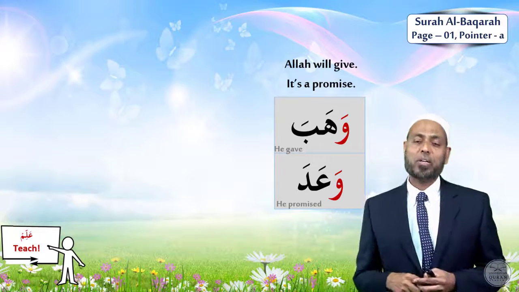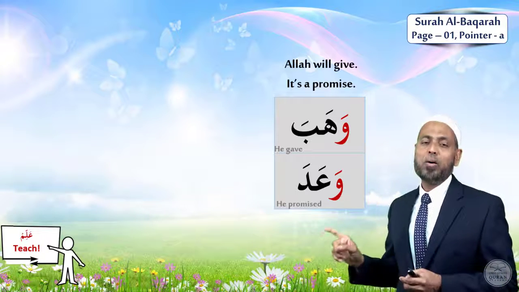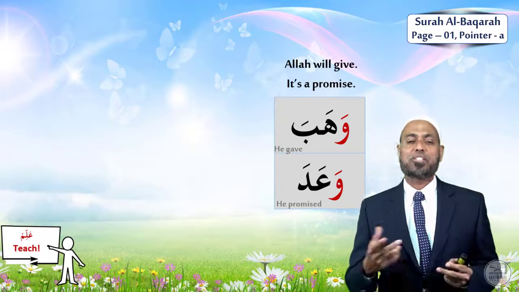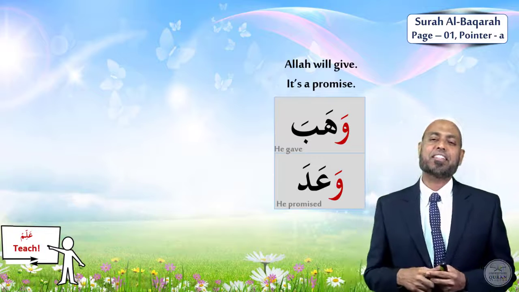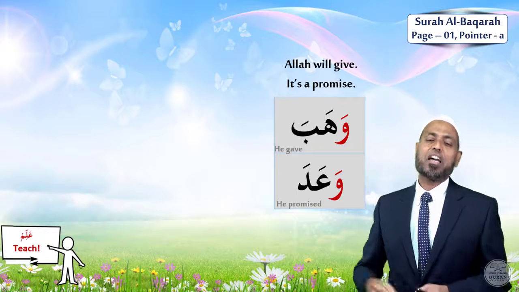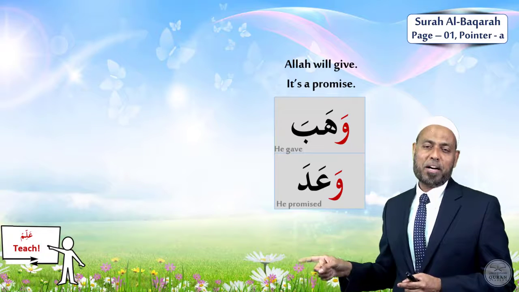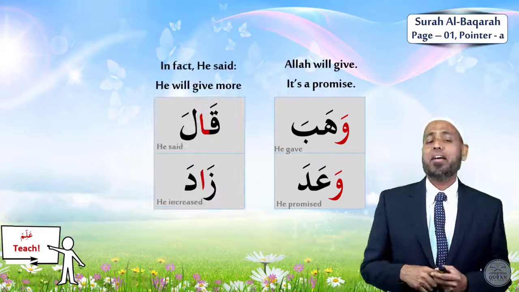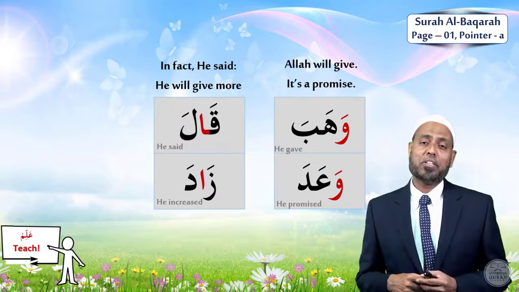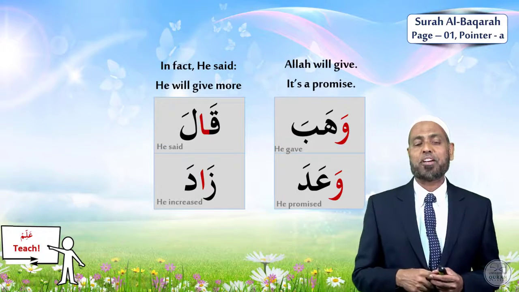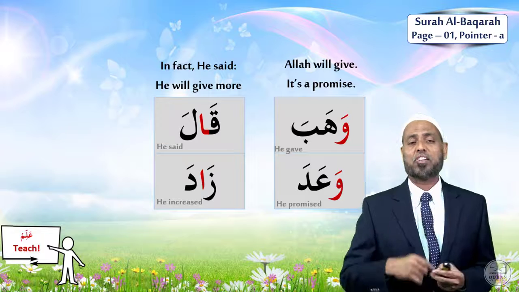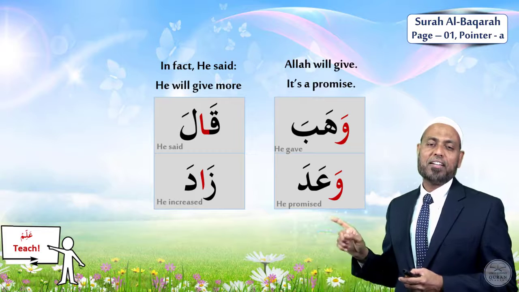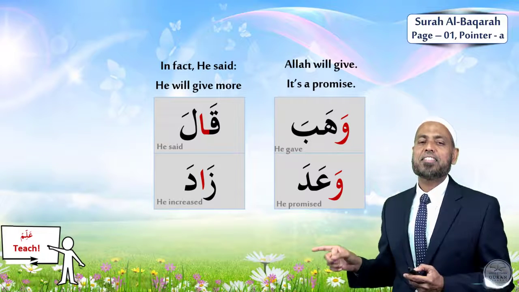We said if you open the Quran, Allah will help you, will give you rewards. So we are saying Allah will give, it is a promise: wahaba, wa'ada. You will say wahaba, wa'ada 3 times. Allah will give, it is a promise. Wahaba, wa'ada. In fact, he said he will give more, because Allah said he will give more in Jannah. So you will say qala zada 3 times. Qala zada.